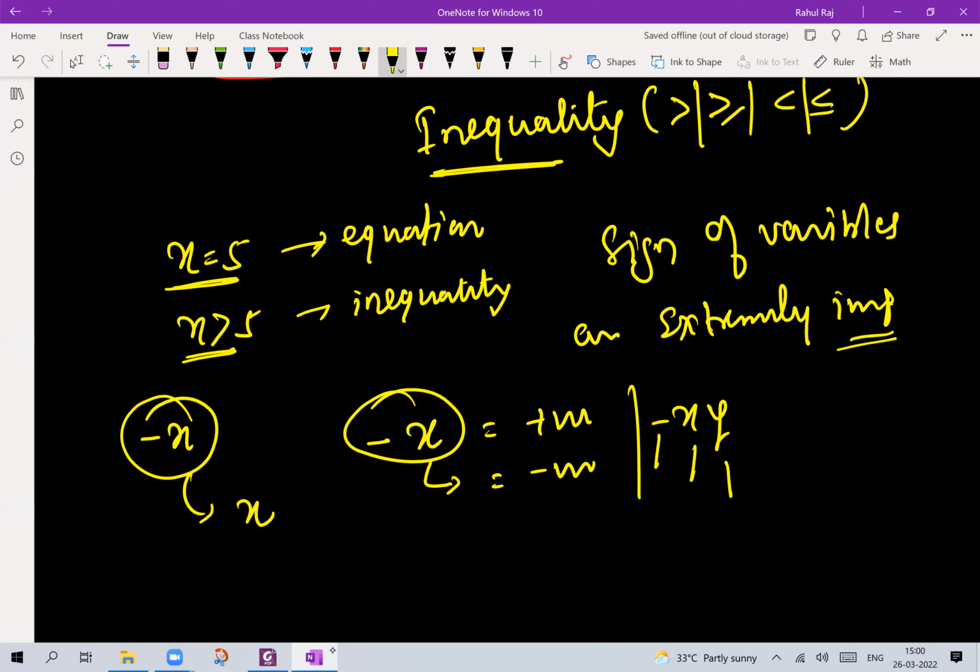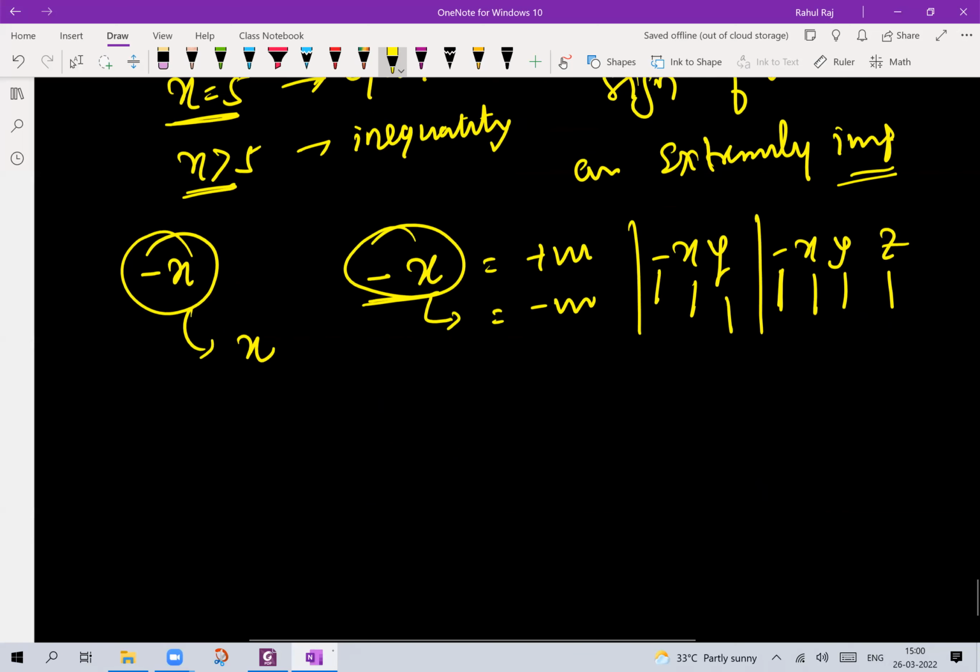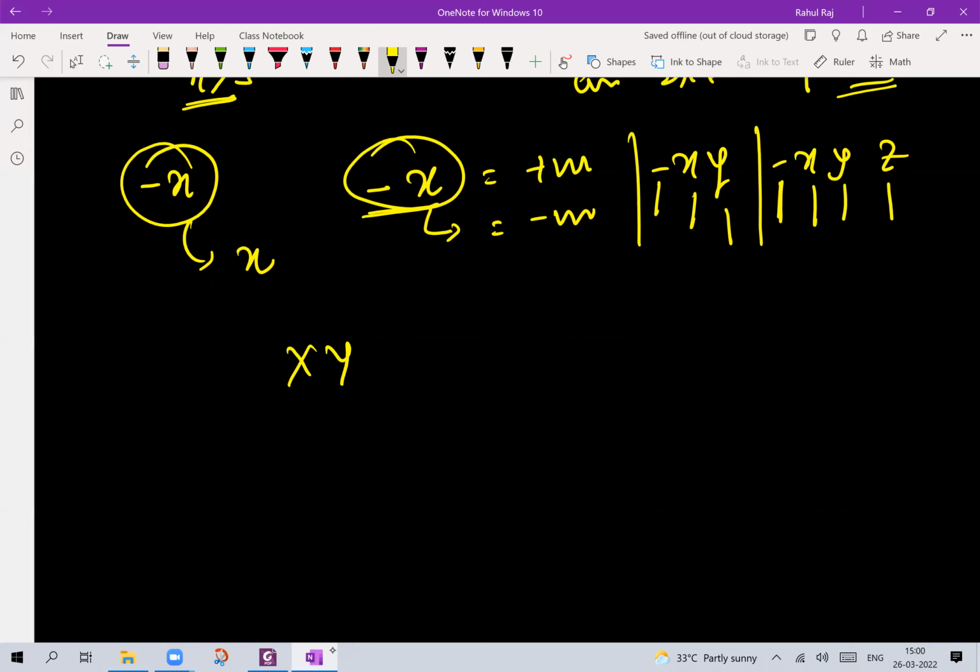I'm not sure about the sign of X. I'm not sure about the sign of Y. When I say minus XYZ, it means there are 4 different elements available over here. One is negative, one is X, one is Y, one is Z. It never means that minus X is negative. So guys, if I say XY greater than 0, what do you mean by this? Sign of X and Y are same, right?